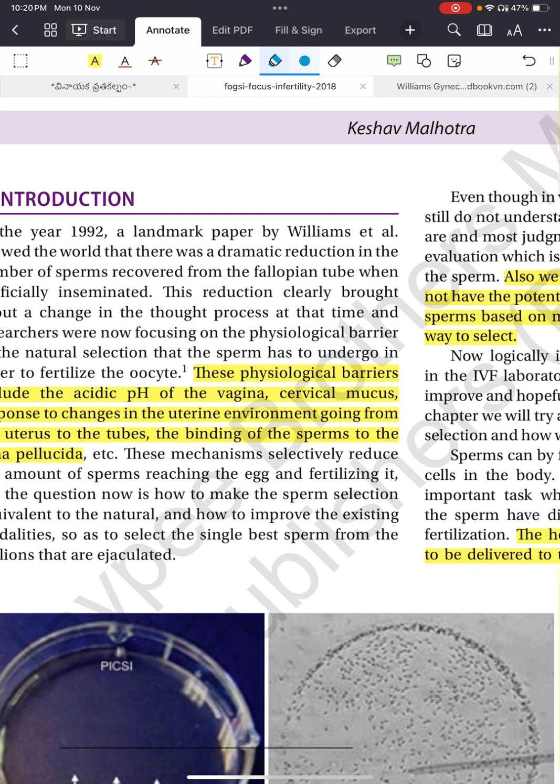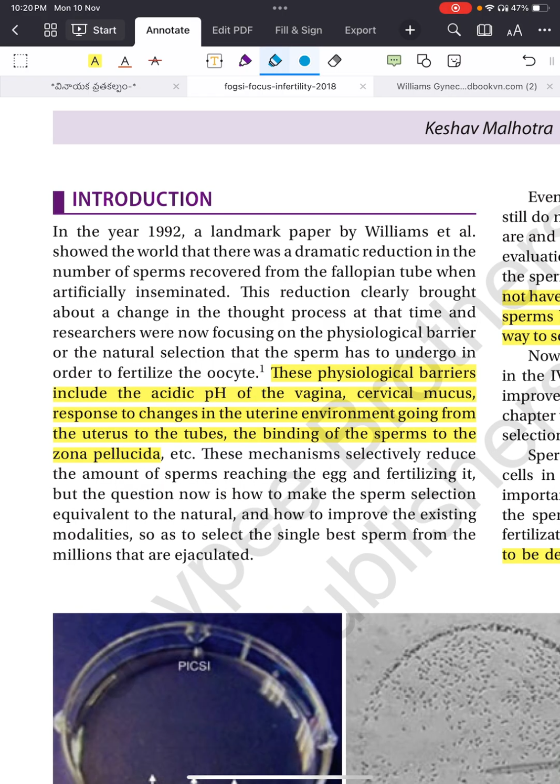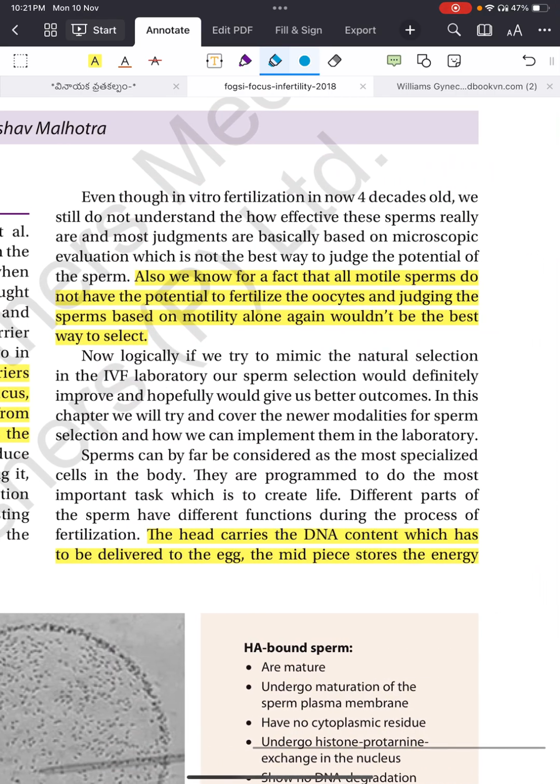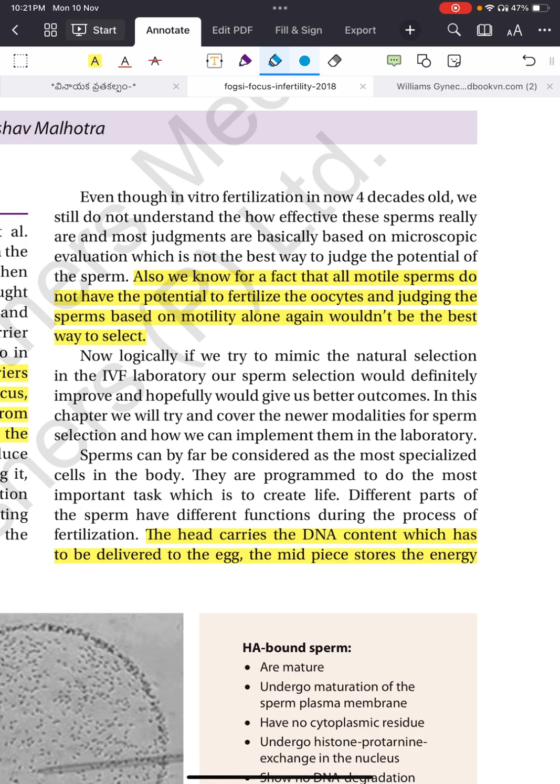To cross all these barriers, we should have a perfect and capable sperm, right? So all motile sperms do not have potential. In the semen examination, they say motility is this much, 90% motility, 80% motility. That doesn't mean they are all good sperms. All motile sperms do not have the potential to fertilize the oocyte. So judging the sperms based on motility alone is not the best way to select.